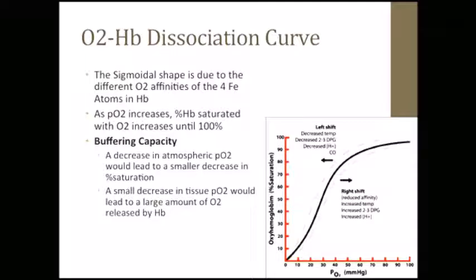Conversely, if you have a small decrease in PO2, you have a large amount of O2 released. So this is the buffer effect in reverse. So again, you can look at it here. If you have a large amount of O2 released by hemoglobin, so let's say from 40 to 10, you have a smaller change in your percentage saturation of oxyhemoglobin. And this again is due to the fact that hemoglobin changes its shape with each subsequent oxygen that is bound to it.